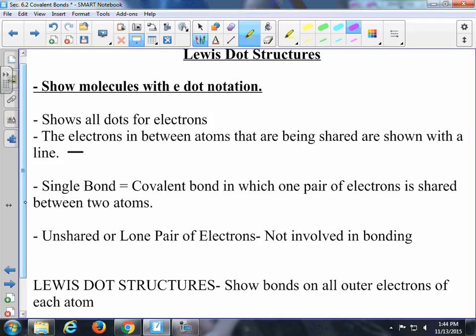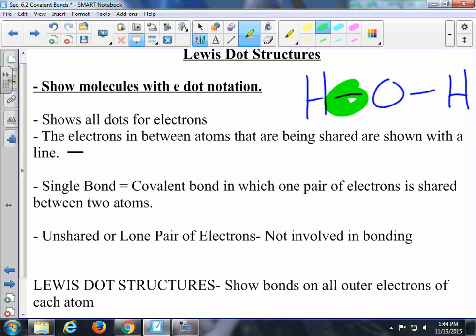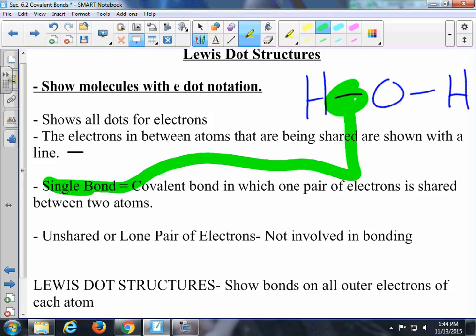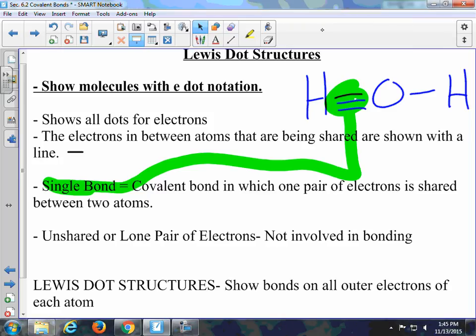Lewis dot structures show molecules with the electron dot notation. So why did we just review electron dot notation? Because it's going to come into play when we're doing our Lewis dot structures. Anytime you have a line drawn between atoms, like we did with H, OH, this line symbolizes a single bond. If I had 2 lines, that would be a double bond. If I had 3 lines, that would be a triple bond. Quadruple bonds rarely exist, so we really deal with single, double, and triple bonds.